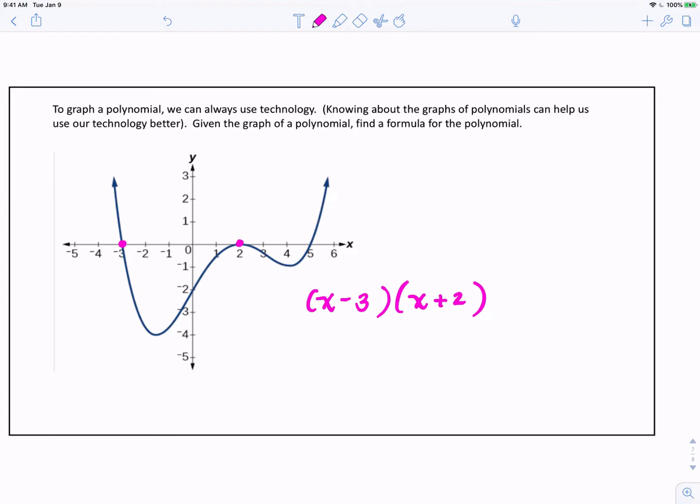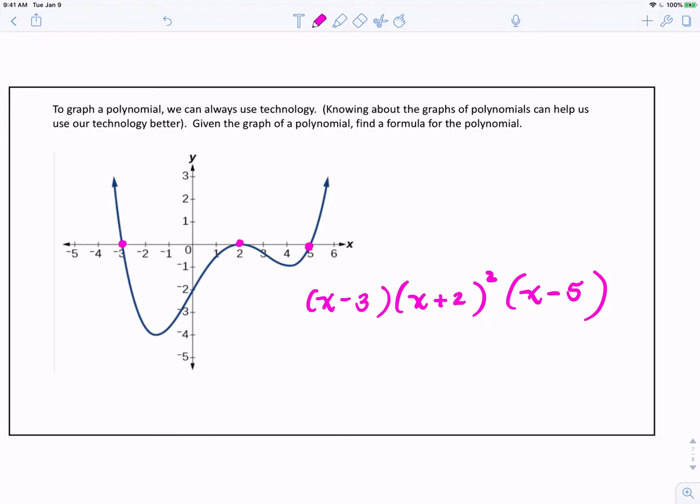Now notice that at 2, the polynomial bounced. It didn't cross the axis. So we know this is going to have an even multiplicity. We don't know if it's 2 or 4, but let's just put in a 2. Okay. And then finally, the third root is 5. That means x minus 5 is a factor. So let me go back and fix this here.